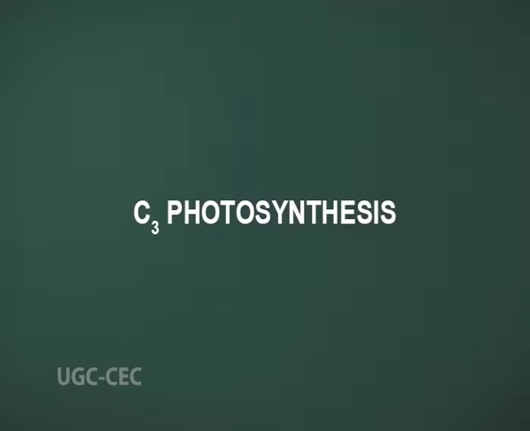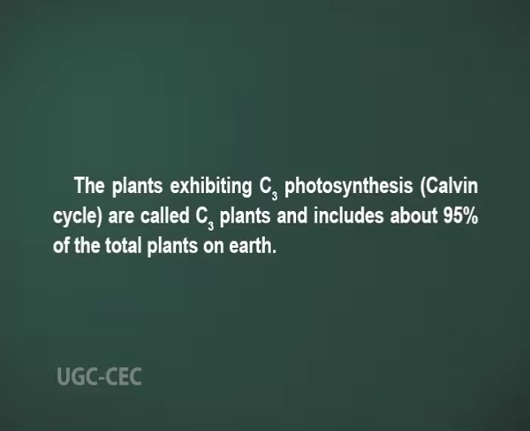Let us now take up C3 photosynthesis. C3 carbon fixation is one of the three metabolic pathways for carbon fixation in photosynthesis, along with C4 and CAM. The plants exhibiting C3 photosynthesis or the Calvin cycle are called C3 plants and include about 95% of the total plants on Earth.